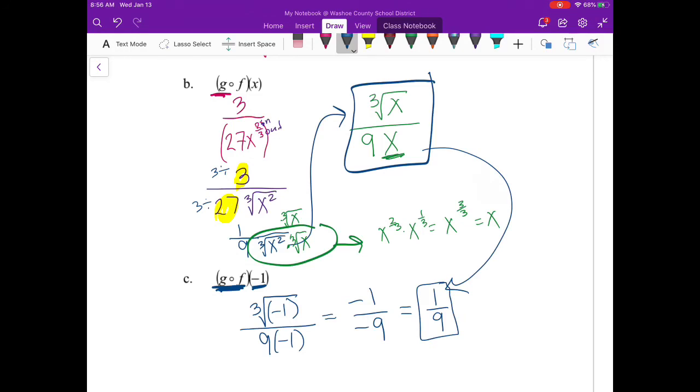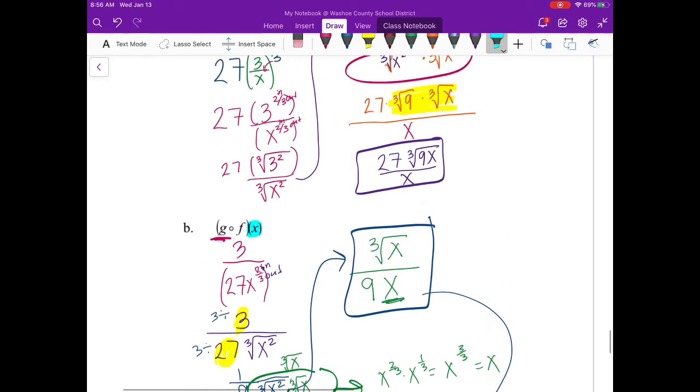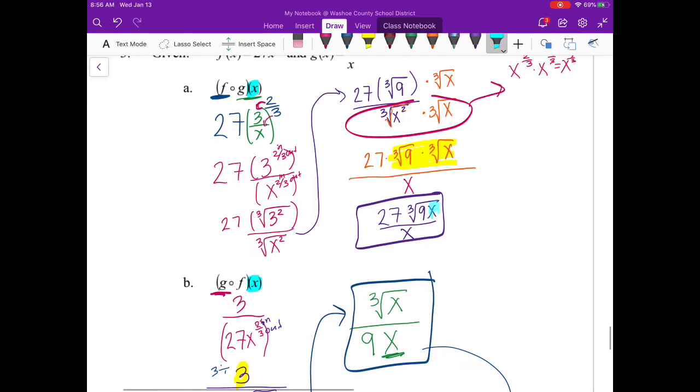Okay, and this is the end of our note. So just be careful which one you are replacing, which one you are keeping, and then remember that if it's asking you for g of f of a number or f of g of a number, your final answer should be a number, as opposed to when it still says in terms of x, then your answer should still be in terms of x. Okay?